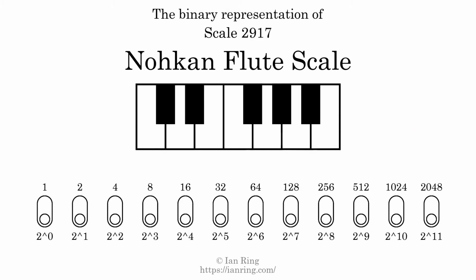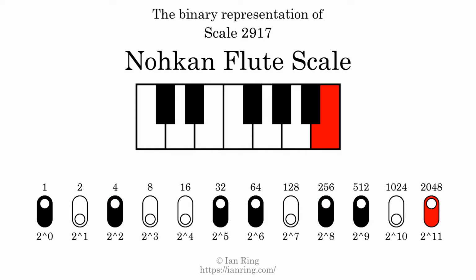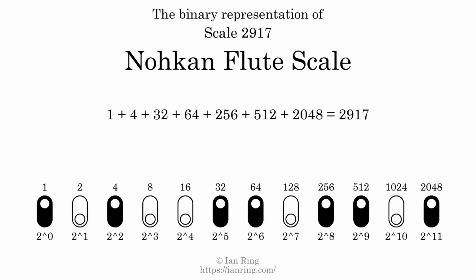The binary representation of this scale is determined by mapping tones of the scale to binary digits. Each binary digit represents a power of 2. To get the scale number, we add the powers of 2 together. The powers of 2 that are present in the scale, all added together, equals 2917. That is why the scale number, in decimal, is 2917.